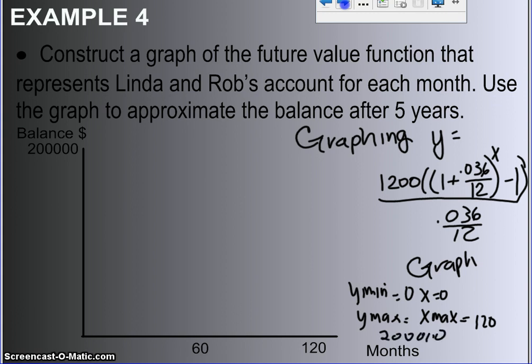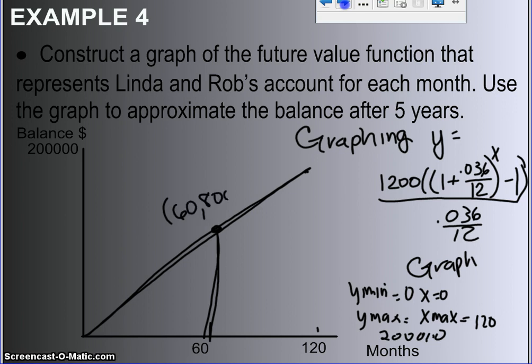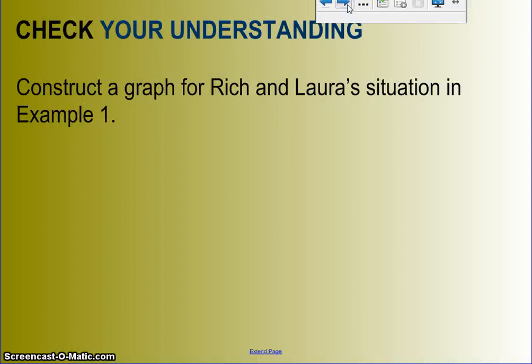Now with that window, you'll see that at 120 months, you're looking at about 173,000. We just calculated that. So here is our graph. If we look at it, and you'll be able to trace it, if we come up on the 60 months, we're looking at about $80,000 in that 60-month or 5-year period. And that's it for this.